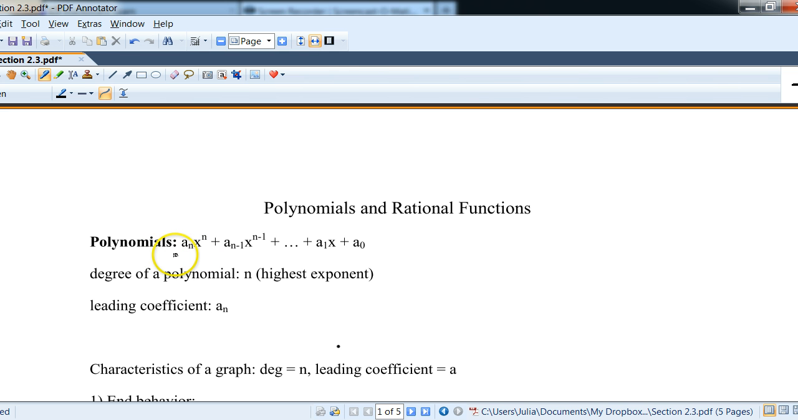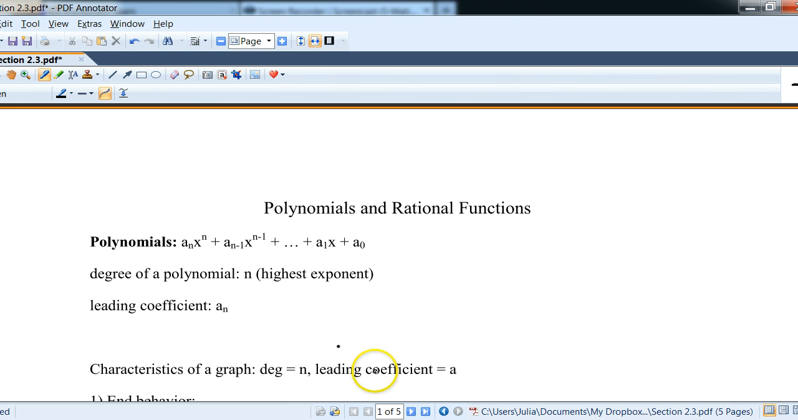So here is a general example of a polynomial. It starts with a degree n. Notice how the subscripts basically mean that these are coefficients of the term with a degree. And a0 corresponds to the constant term, then you have the x term, and all the way up to degree n. So the degree of a polynomial for us would be the highest exponent, and the leading coefficient is the coefficient of that term with the highest exponent.